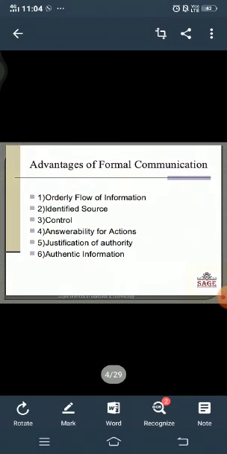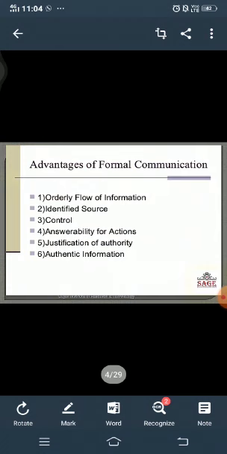Identified source, because we know that it is an official notice coming, so we have an official signatory who gives the orders, so we know who has said this. Like if our honorable prime minister comes and says that there will be demonetization, then if a formal notice comes from the PMO, it becomes a thing to be followed by everyone in our country. So we know exactly the source of the information.